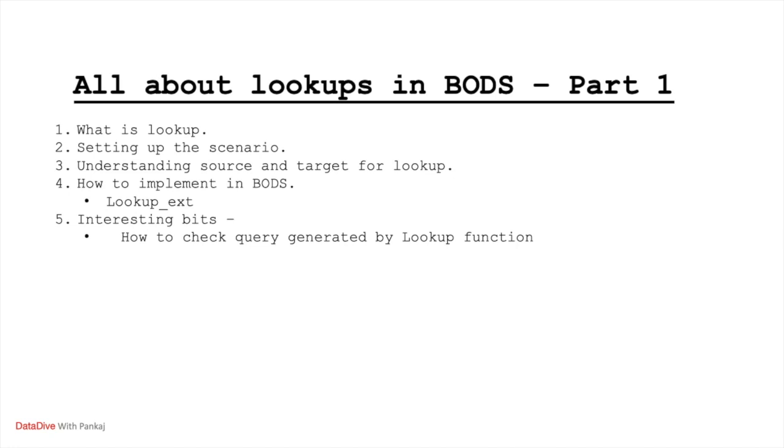Just to summarize this video: we saw what a lookup is and how to use lookups in BODS. We also saw an example scenario, what a source is, what a target is, and what the lookup data set is. For the lookup data set we can use tables or files, and we saw the demo for both in our BODS. We also saw how to use the lookup_ext function, and one important thing, how to check the SQL query generated by the lookup function by enabling the trace option. So this concludes part 1 of this series.